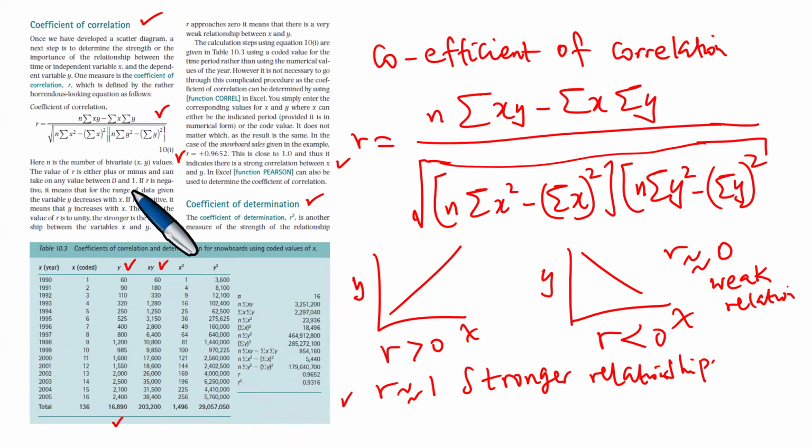How did you get the r? We use this formula. And then there is r squared, which is nothing other than the square of the r. In other words, you square this one, which gives us the coefficient of determination, the r squared.